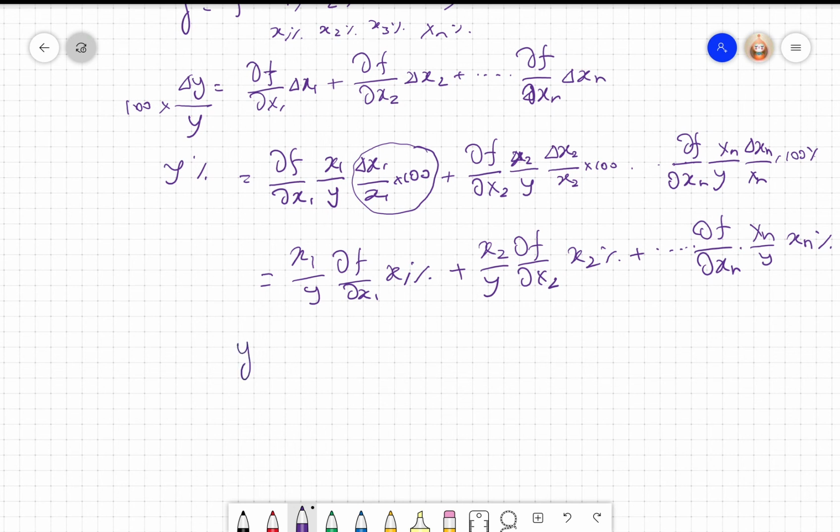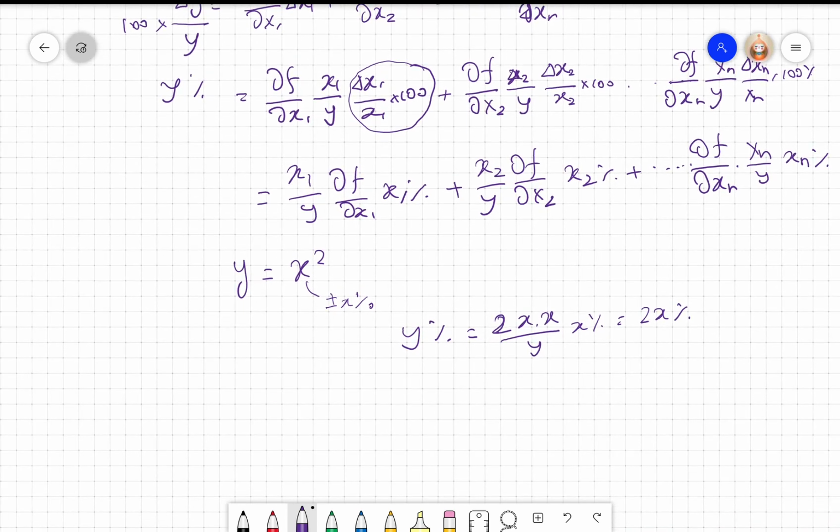Let's put a simple example. Let's say I have y equal to x square, where y I am calculating as a square of measured variable, x as plus or minus x percent as the error. Now if I use this formula, I differentiate y with respect to x. So y percent would be 2x into x by y into x percent, or I'll get 2x percent.